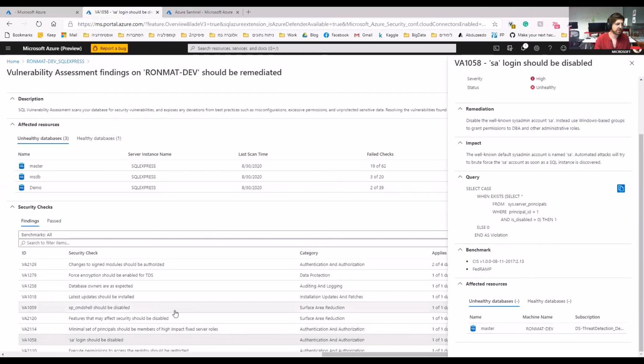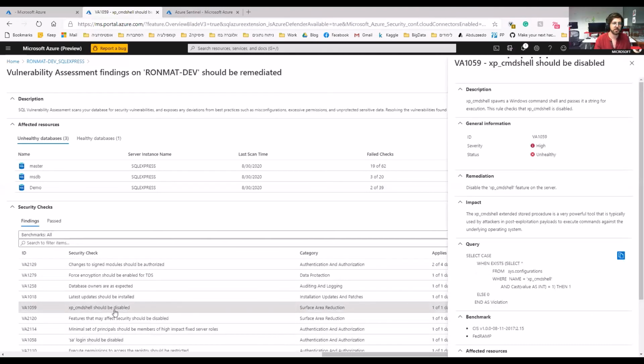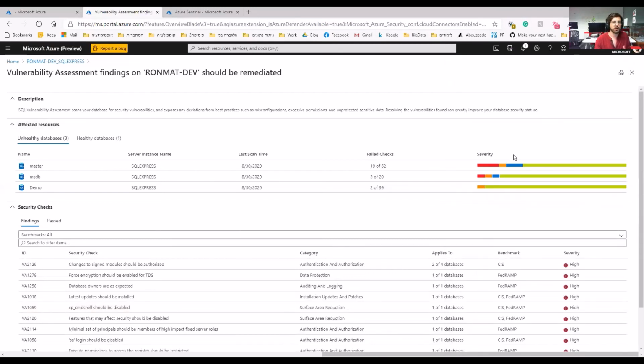Also, we can see that for this machine, xp_cmdshell should be disabled. xp_cmdshell allows running a command shell from the SQL Server, and in case the SQL Server was breached, it gives lots of high privileges to the attacker to spread and to use the compute power of the SQL Server. It's important to say that all of those recommendations are Microsoft best practices, and we're using the same here in our company.